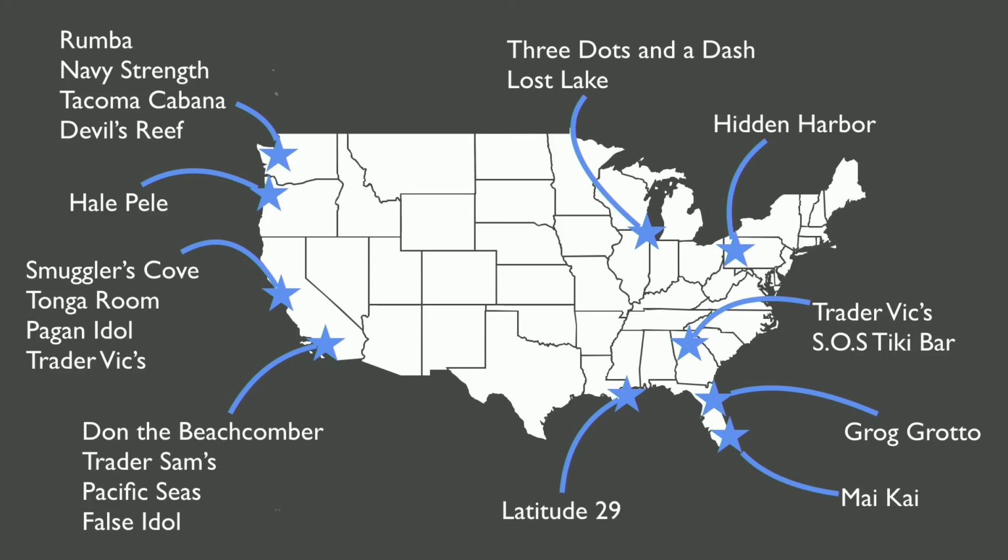And going down the West Coast, in the Seattle area, you have Rumba, amazing rum selection. I think they have over 300 different bottles of rum in stock on the wall. It's really impressive and overwhelming. Navy Strength, that's also a good one in Seattle. And a little bit further south in Tacoma, there's Tacoma Cabana and Devil's Reef. Continuing our trek down the coast, Portland, you've got Hale Pele, amazing place. And San Francisco, of all places, this is like a mecca of tiki. Smuggler's Cove, Tonga Room, which is really cool.